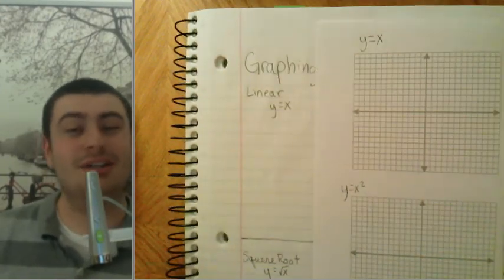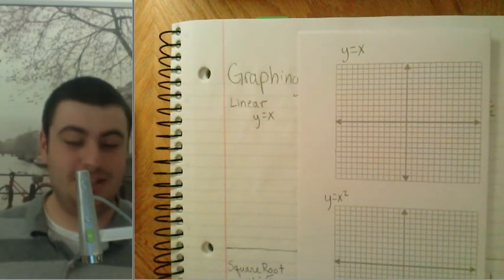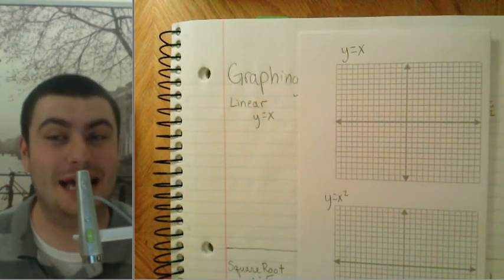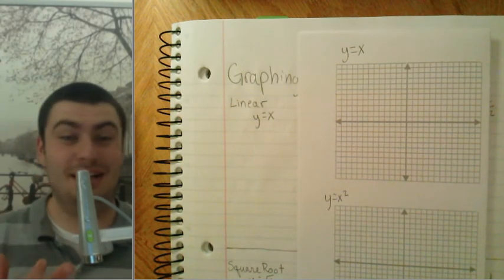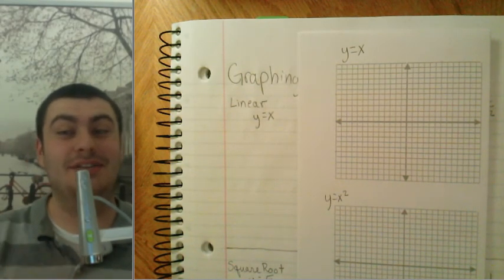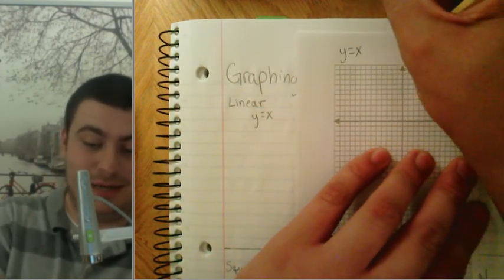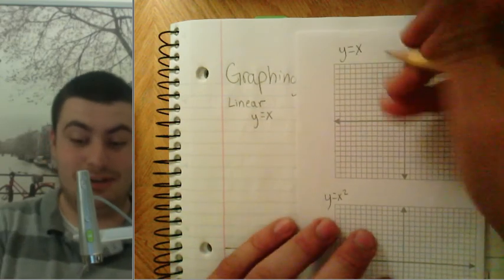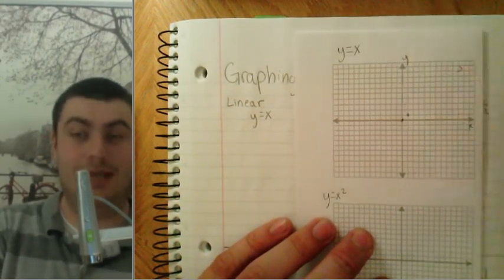So I'm going to talk through the values that we look at in our table for each of these. So for a linear function, y equals x. The basic value of this is that the value of our x is the value of our y. So if we look at our coordinate plane and we have our x's and y's, if x is 0, then y is also 0. If x is 1, y is 1.